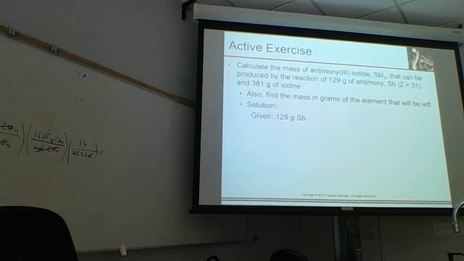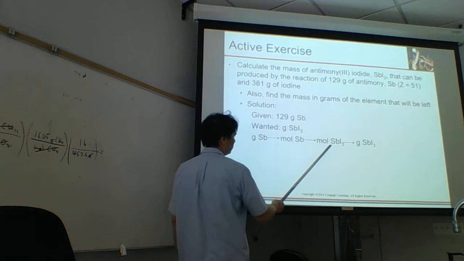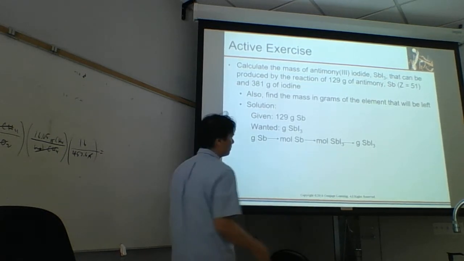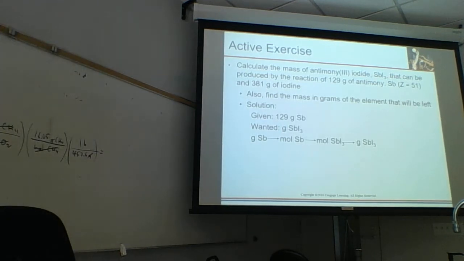And so the first ingredient we'll look at, 129 grams of Sb, antimony. The plan is just to do this stoichiometry: gram to mole, then mole to mole, and then mole to gram. This will tell me how many grams of SbI3 I can form from that many grams of Sb.